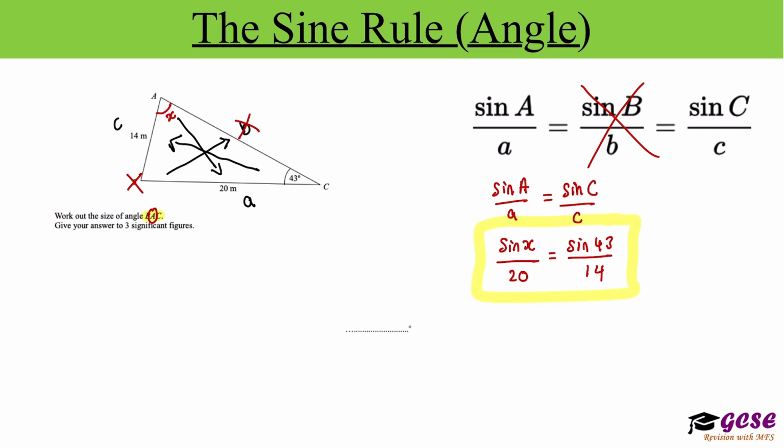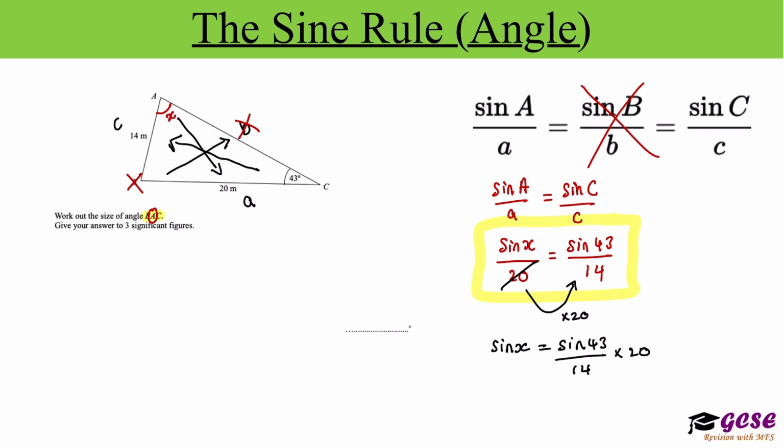So now all we need to do is to get x by itself. And in order to do that, we need to get rid of this divide by 20. To get rid of something that's dividing on one side, you need to do the opposite of it, which is multiply. You're going to multiply the 20 to the other side. So that gets rid of the 20 on this side. So you're going to be left with sine x equals sine 43 over 14 multiplied by 20.